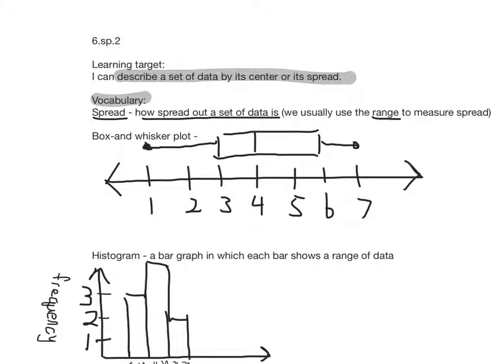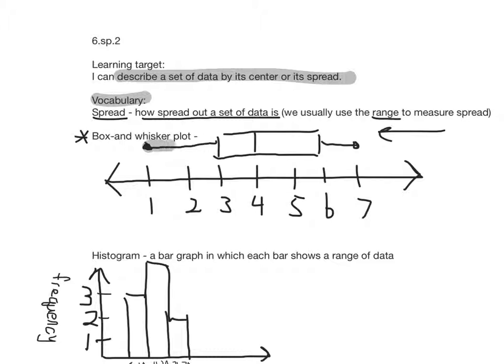Another vocabulary term you need to know is box and whisker plot. This is a box and whisker plot. You've probably not seen too many of those. It's not super complex, although it looks really weird. It sits above a number line, and it's basically taking all of the numbers of a set of data and splitting them into fourths. So this set of data could represent any amount of numbers.